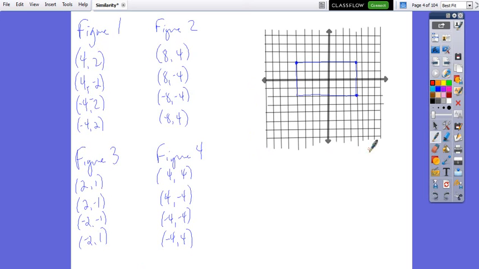Okay, here we have another set of coordinates with 4 different figures. The first figure is drawn for us. Okay? And so now we're going to graph these other ones. So you can see that figure 4 is the only one that is not a dilation because the side lengths have not been scaled proportionally compared to the original figure 1.